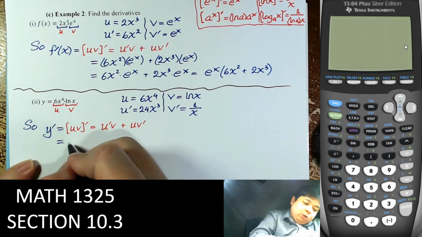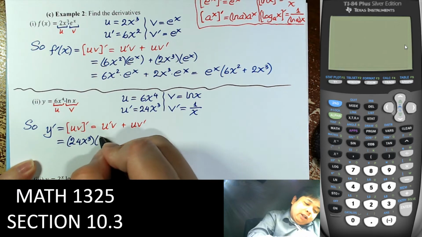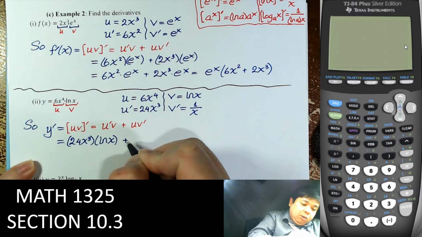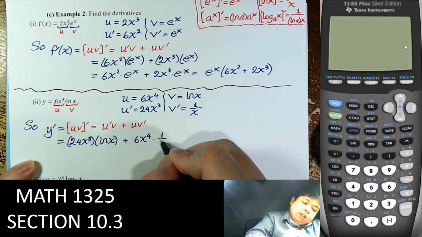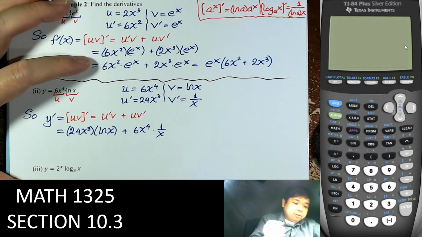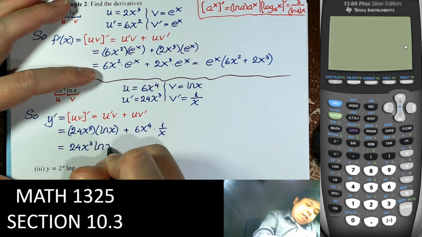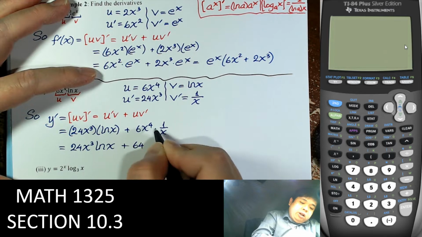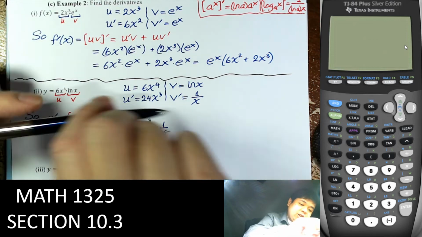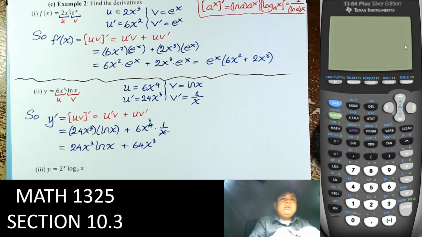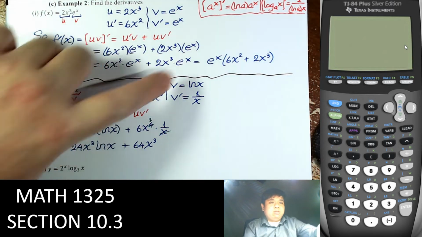Right, u prime is 24x cubed, v is ln of x, plus u is 6x to the 4th, v prime is 1 over x. So we have 24x cubed ln of x plus 6x to the 4th times 1 over x. Cancel an x, and we have 6x cubed left. Of course, if you want to, you can factor out x cubed, but we don't have to. You can just leave the answer in this form, it doesn't matter.